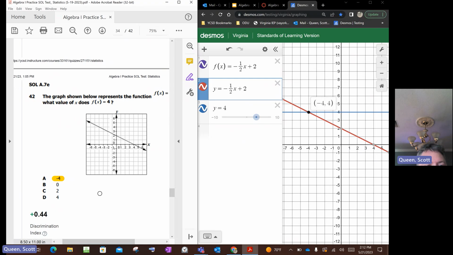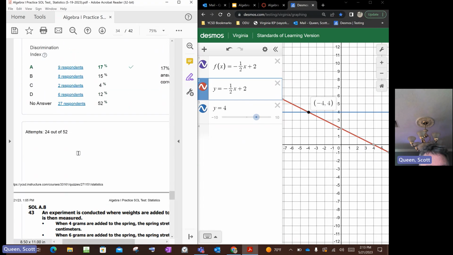Easy problem. You just need to remember what it means. So graphing did help if you like to do it that way. Did you have to do this on Desmos? No. All the information's right here. You can count up to 4 and then move toward the line until you hit the line, and it is on -4. However you want to do it. All right, moving on, 43.